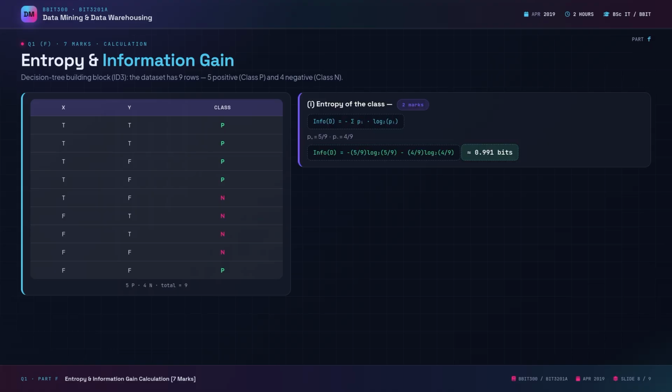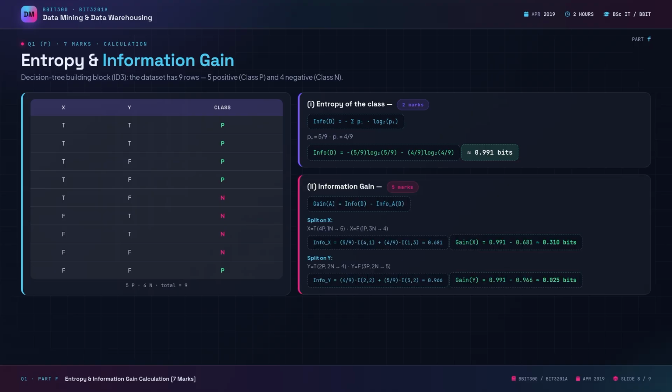The formula is Info(D) equals negative the sum of p_i times log base 2 of p_i. The probability of positive is 5/9, and the probability of negative is 4/9. Plugging these in, Info(D) works out to approximately 0.991 bits. Now part 2, information gain, worth 5 marks. The formula is Gain(A) equals Info(D) minus Info_A(D).